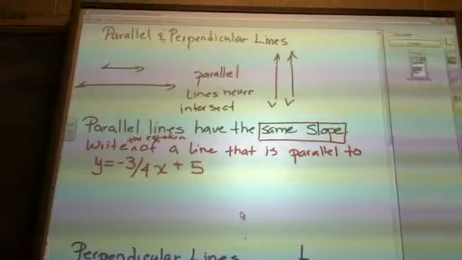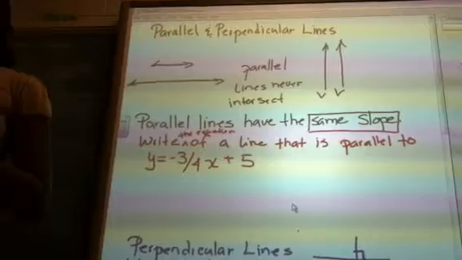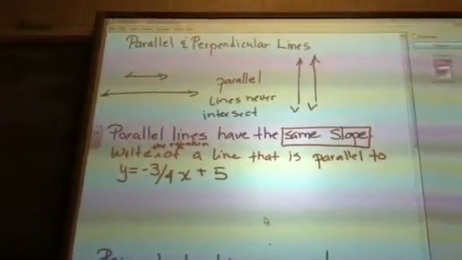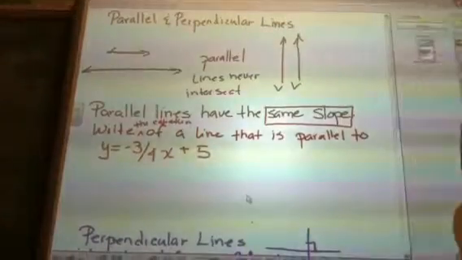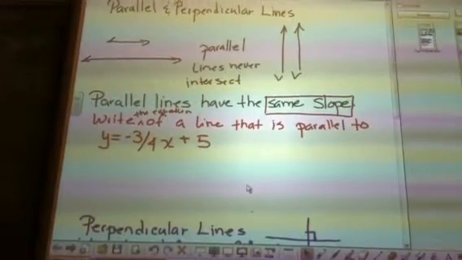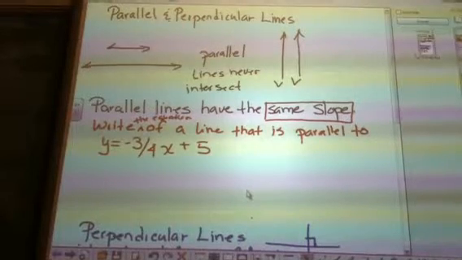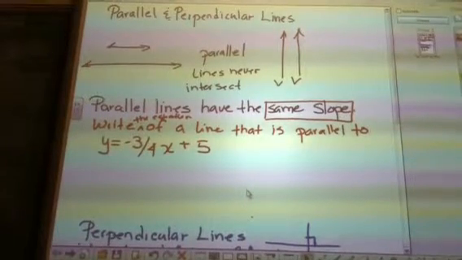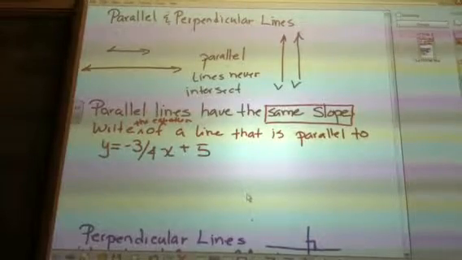So when we talk about parallel lines, they have to have the same slope. So when you get a question that asks you, write the equation of a line that's parallel to whatever the equation is, as long as you know what the slope is, you should be able to write the equation. We don't care what the y-intercept is, as long as it has the same slope. Does that make sense? Yes. Cool.